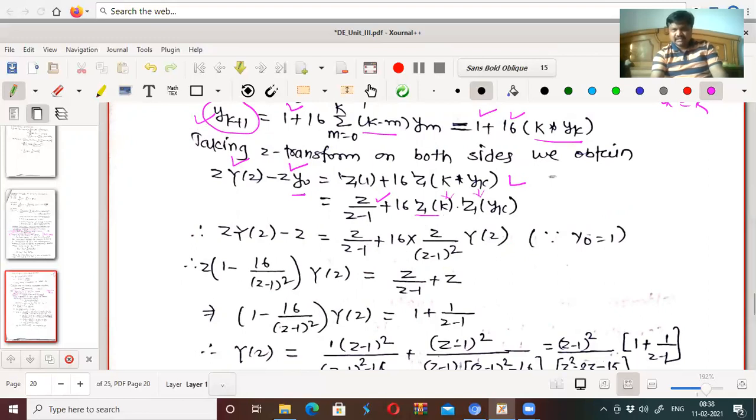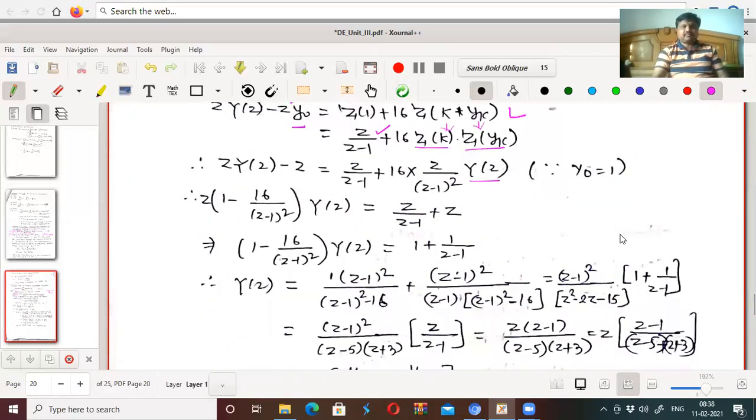So this left hand side equals z upon z minus 1 plus 16 times z of k, which is z upon z minus 1 whole square, into z of y k, which is this capital Y of z, by taking y 0 equal to 1. Now collect the terms of capital Y of z. Here it is z and here it is 16 z upon z minus 1 whole square into Y of z. So I will take z into 1 minus 16 upon z minus 1 square into Y of z equal to z upon z minus 1 plus z.